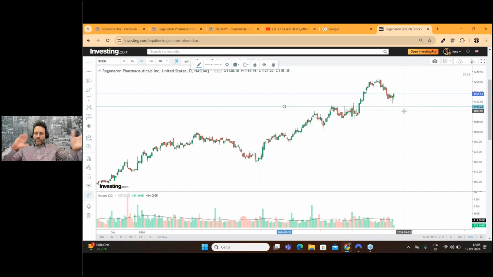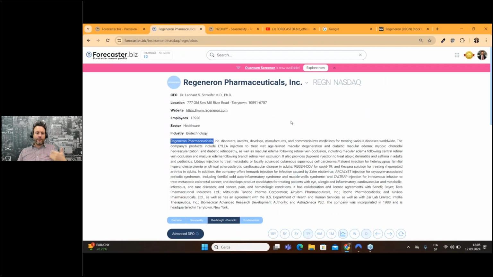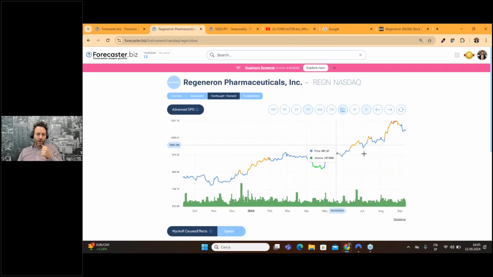Okay. So we saw a difference between, for example, a New Zealand dollar versus yen, which is interesting starting from now because it's already in an interesting place on the chart. Then this new stock, which give us some bearish signs. Okay.